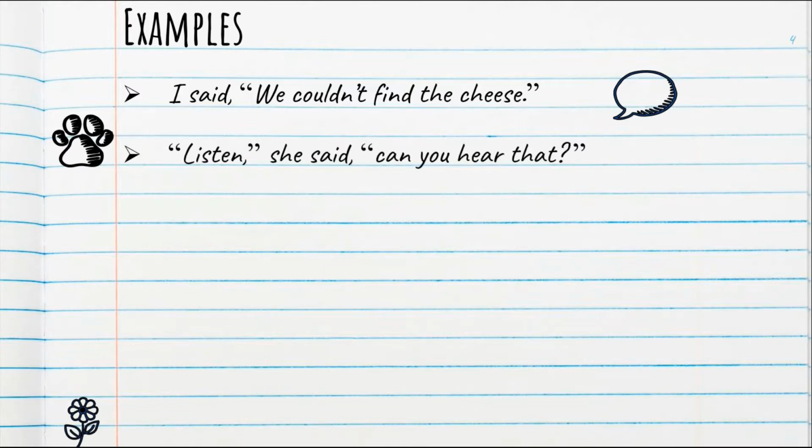Next is, Listen, comma, she said, comma, can you hear that? Question mark. This is an example of breaking up dialogue with a speaking verb in the middle. Notice that listen is followed by a comma and said is followed by a comma. Now, here's something interesting. Notice that the C in can is not capitalized because it's a continuation of the sentence. The entire sentence being spoken is, Listen, can you hear that? So that is a single sentence.